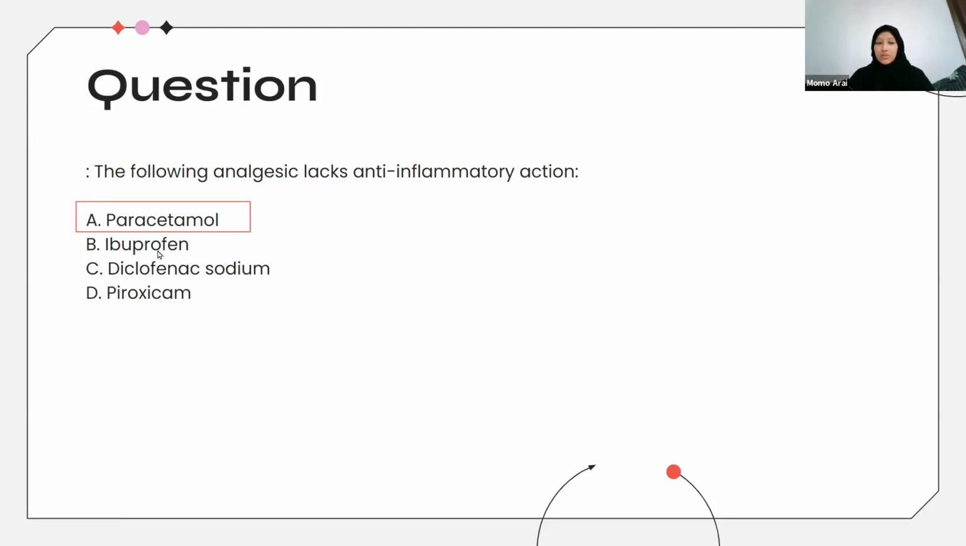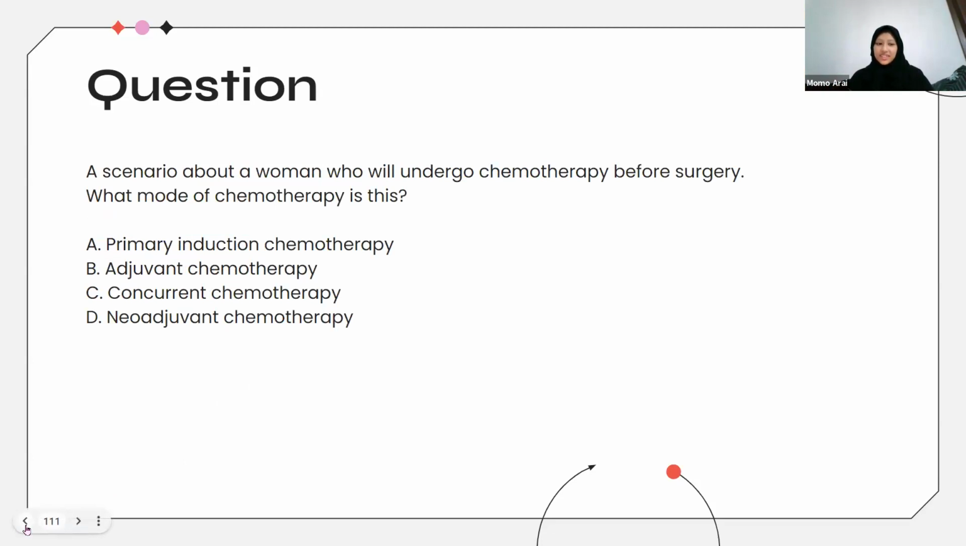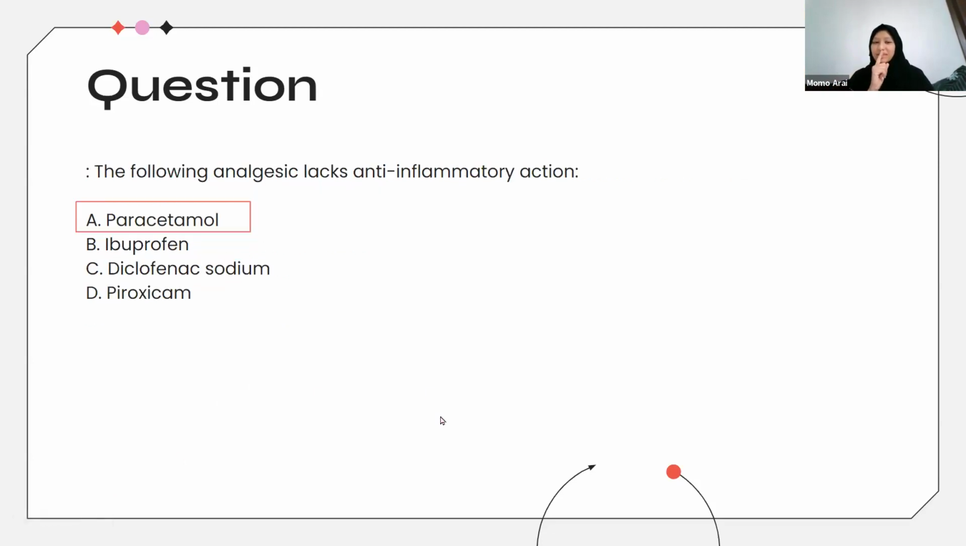All of these, ibuprofen and the NSAIDs, have anti-inflammatory and antipyretic action, everything. Paracetamol is the only one that does not have an anti-inflammatory effect. And I don't think you took these two, so it's fine. Just leave them out. Just know about paracetamol. Is this clear? Okay, we'll move on to chemotherapy if this is clear.